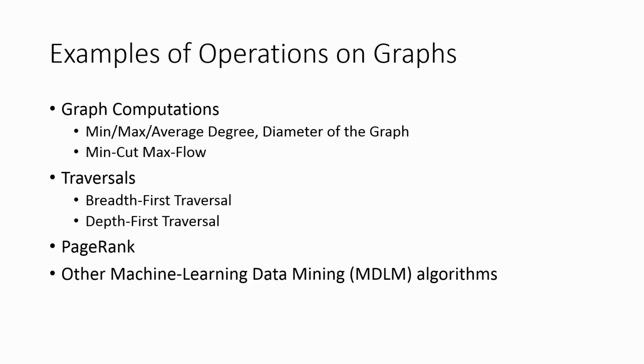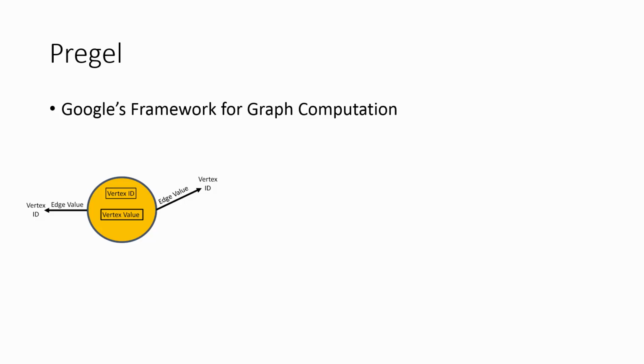And then there are other machine learning and data mining algorithms that can be represented as operations on graphs. So one of the early graph computation frameworks that emerged in the last decade or so is Pregel. Pregel is Google's framework for graph computation. And in Pregel, every vertex is assigned an ID. During the course of the computation, a vertex will be assigned values at different intervals. So essentially, you are writing a program that is designed to run on a vertex, and depending on the graph structure, values can be assigned to edges and passed on to other vertices.